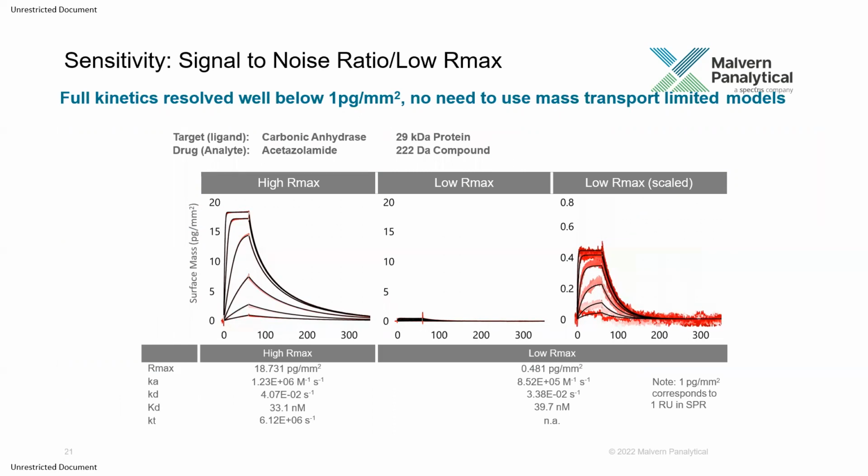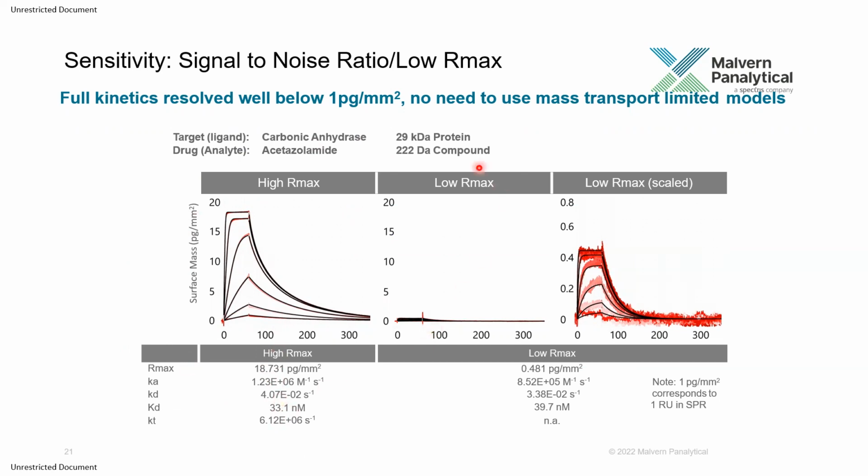On the left-hand side, this is a channel that is immobilized with a high amount of carbonic anhydrase, our favorite protein, around 30 kilodaltons. You can see that when you flow a small molecule across that high ligand surface density channel, you see very well resolved on and off rate, enabling you to solve for on rate, off rate, and ultimately binding affinity.